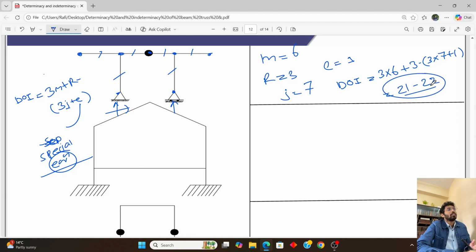22. Okay, so the structure is determinate, but it is an unstable structure, and we will get the stability of the structure if we consider a hinge support here. Okay, so this is an unstable and determinate structure.